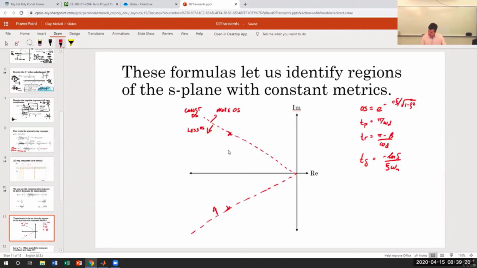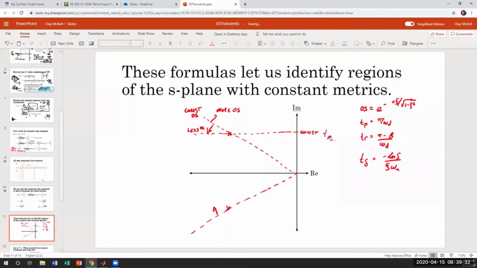So omega D represents the imaginary part of the poles. So this is a line of constant peak time. It's a line of constant peak time because it's a line of constant omega D. And if I can make omega D constant, pi is already constant, then this entire horizontal line will be a line of constant omega D, or sorry, constant peak time.